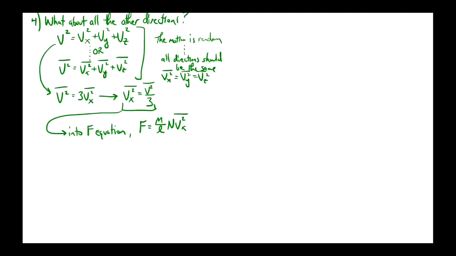So now if we plug this in, it changes it just a little bit. Now we've got M over L times N v squared average over 3. And now we have an equation that's not just dealing with the x direction, it is dealing with all three directions. Okay, so this is the actual total force that's happening on that left wall, dealing with all the motion of the molecules.